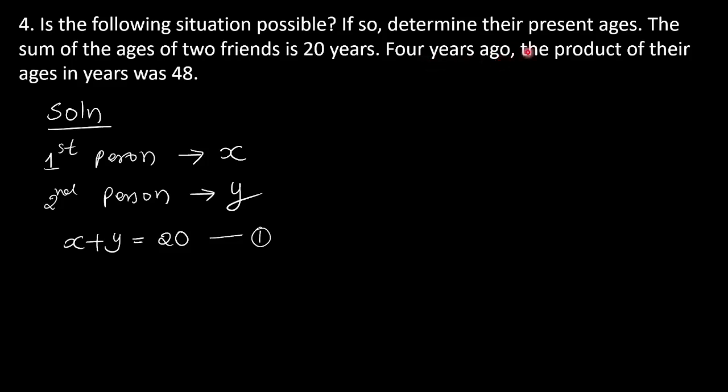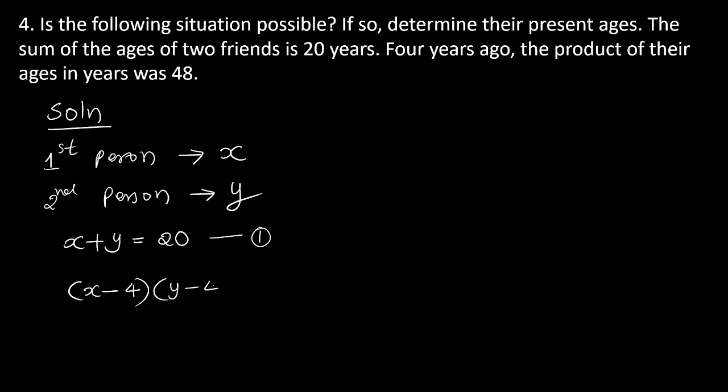4 years ago, the product of their ages in years was 48. 4 years ago, what is the age of the first person? 4 years ago, the first person's age will be x minus 4. Clear? Current age is x. So 4 years ago, his age will be x minus 4. Correct? It's very simple. And current age of the second person is y. 4 years ago, his age will be y minus 4.